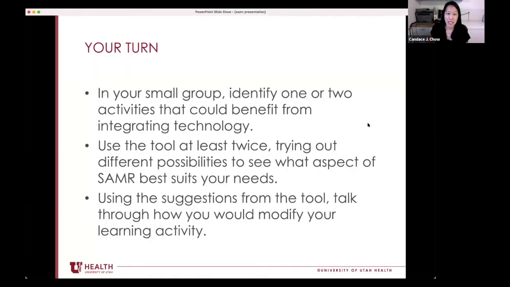I can go back to that. I have a slide on that, so maybe bringing that up will make it a little bit clearer. So again, identify 1 or 2 activities that could benefit from integrating technology.